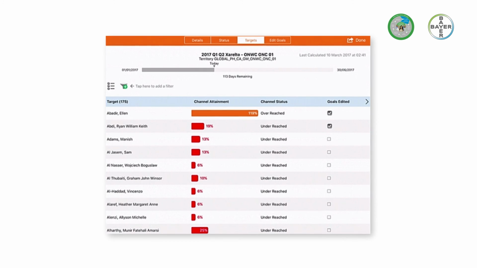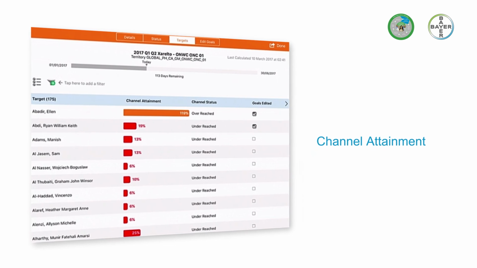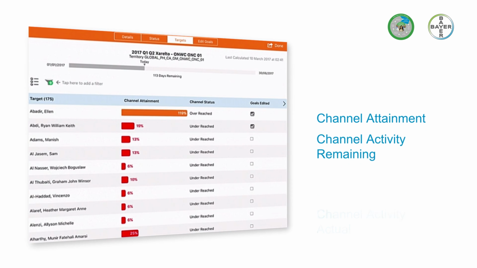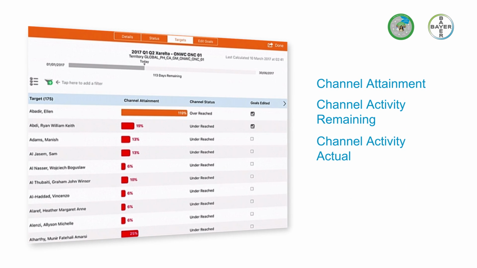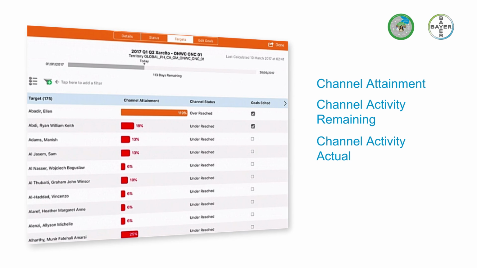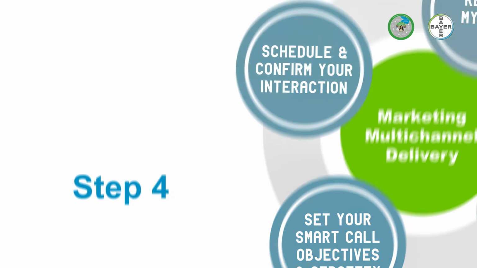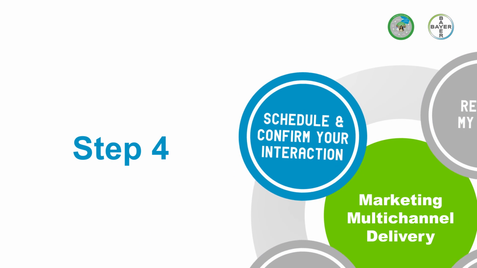You can do this by accessing the My Plan object on iRep and reviewing Channel Attainment, Channel Activity Remaining, Channel Activity Actual. This will allow you to see if the preliminary schedule you've planned needs to be adjusted and if the interactions need to be rescheduled or modified. Step 4. Schedule and confirm your interaction.